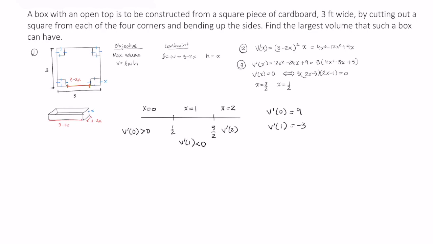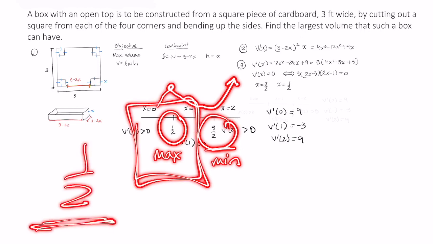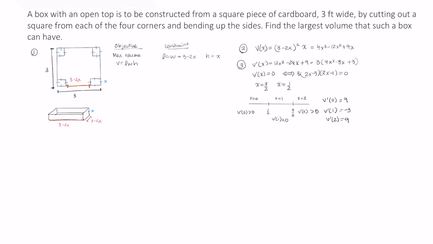V prime of 2 is equal to 9. So again, this is greater than 0. This tells me that my volume function, that is my objective function, has a positive slope to the left of 1/2, then a negative slope between 1/2 and 3/2, and then to the right of 3/2, it goes positive again. So indeed, 1/2 is the maximum, whereas 3/2 is a minimum. So this is the one we want, 1/2, the max. And that concludes step 4. I skipped numbering that step, but step 4 is the step in which we confirm that the critical value is a desired max or min, and we combine that with eliminating critical values. And so we determine that 1/2 is the critical value we want to use.